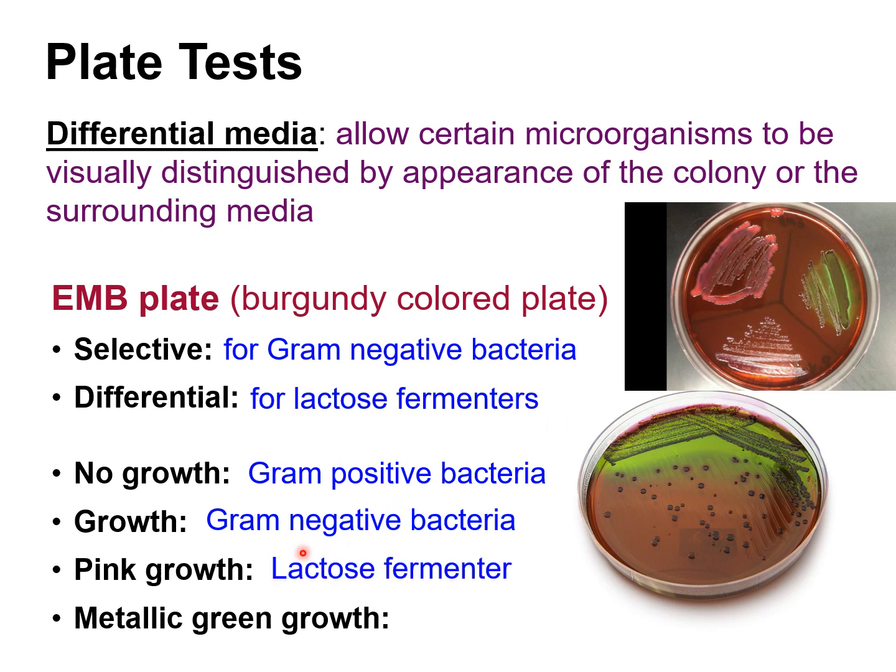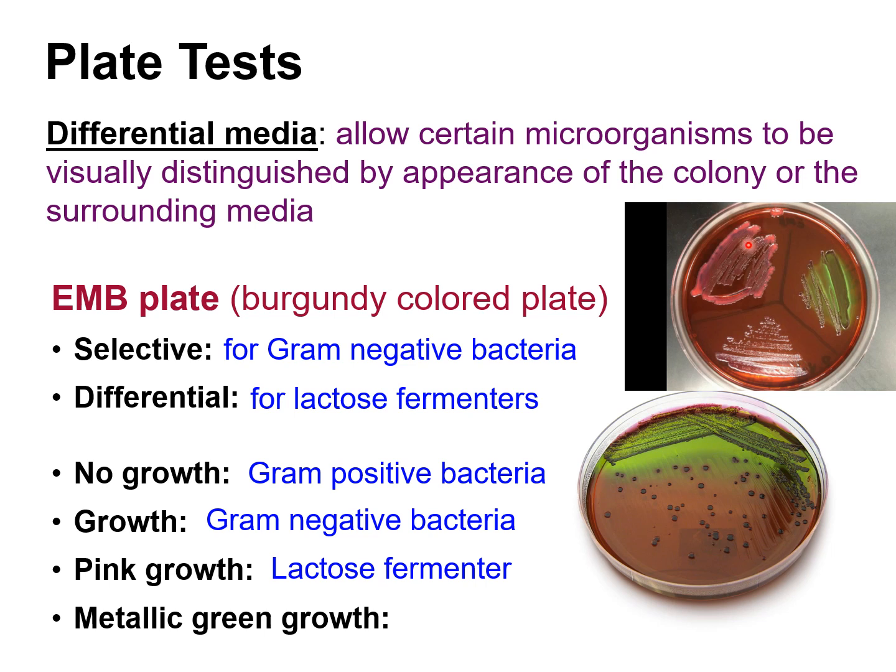Now, if the growth is pink, again, see how the plate is burgundy? If you see this kind of pink color, it's pretty obvious, right? That means your bacteria is capable of fermenting lactose. So bacteria that are capable of fermenting lactose are going to turn the EMB plate from that burgundy color to that pinkish color right here.